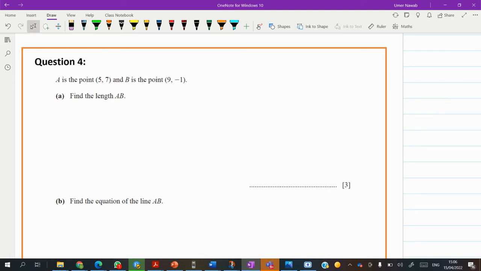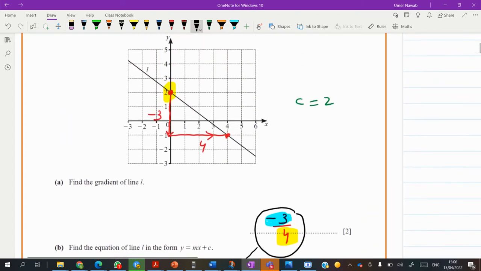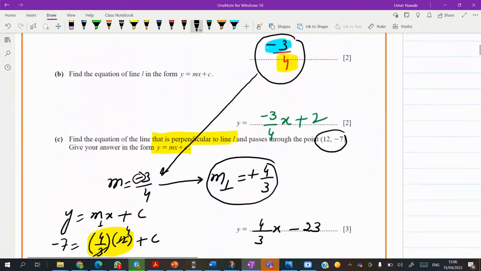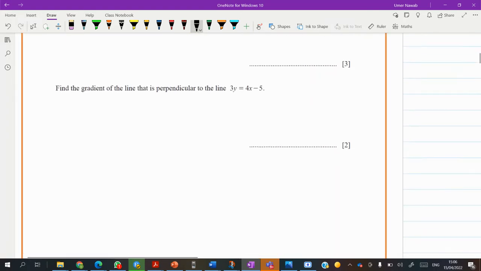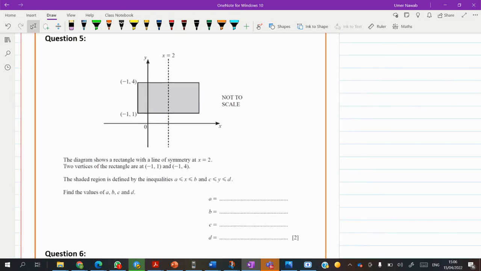Next question, he gave you point A and point B, and we want to find the distance. Did we do this question before or not? Yeah, I think it's a repeated question. We already did it, so no need to do this question again. Then we can see this question is related to linear programming.